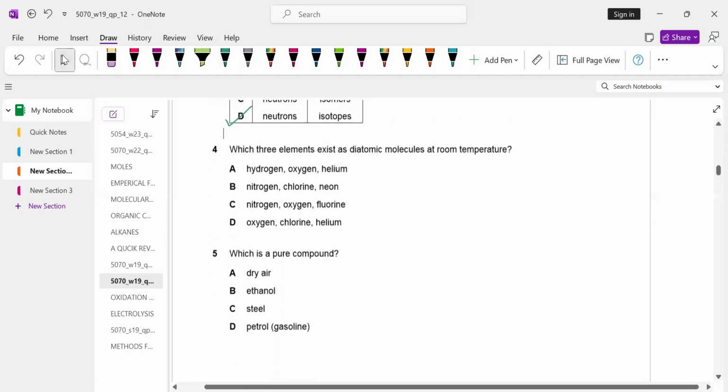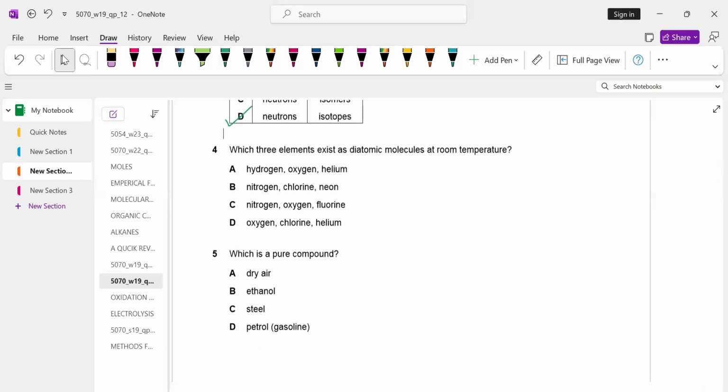Then question number 4, which 3 elements exist as diatomic molecules at room temperature? As I told you before, nitrogen, oxygen, fluorine and hydrogen exist as diatomic molecules at RTP. Let's read out the options: hydrogen, oxygen, but helium. No, helium doesn't exist in diatomic form. So option A is incorrect. Then B, nitrogen, chlorine, but not neon. Then C, nitrogen, oxygen, fluorine. Yes, so option C is correct for question number 4.